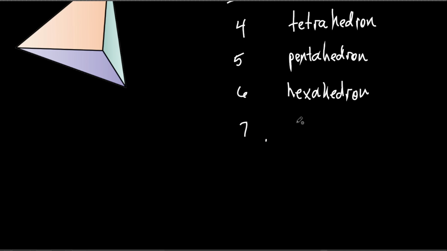7 is exactly what we said when we did the two-dimensional shapes: hepta. Heptahedron. So far, so good. Tetra was the only one different, right? Because what did we call it before? We called it a quadrilateral, a quad, but they used tetra on this one. 8 is what we think it should be. What should it be? Octa, right? So it's octahedron.